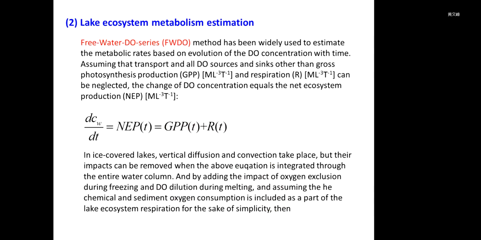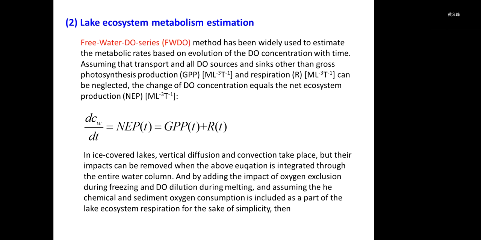Next, how to estimate the metabolic rates. Actually, we modify the free water DO series method to calculate the GPP and R according to DO time series. The free water DO series method has been widely used to estimate the metabolic rates based on the evolution of the DO concentrations with time. If we assume that transport and all DO sources and sinks other than gross photosynthesis production and respiration can be neglected, the change of DO concentration equals the net ecosystem production. This can be expressed in this equation.